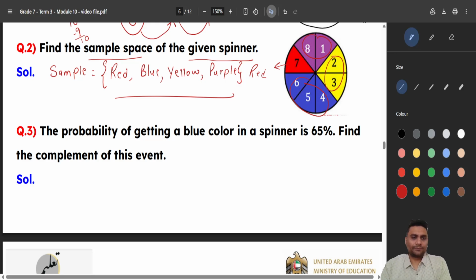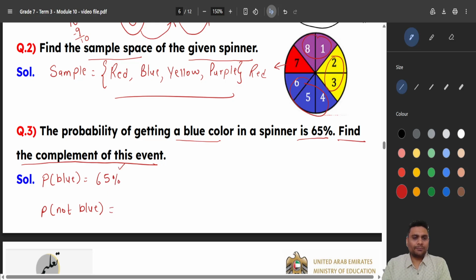Question number 3. The probability of getting a blue color on a spinner is 65%. So let us write it. The probability of getting a blue color is given 65%. Find the complement of this event. Complement means I want not blue. Complement means opposite. So opposite of blue will be not blue.